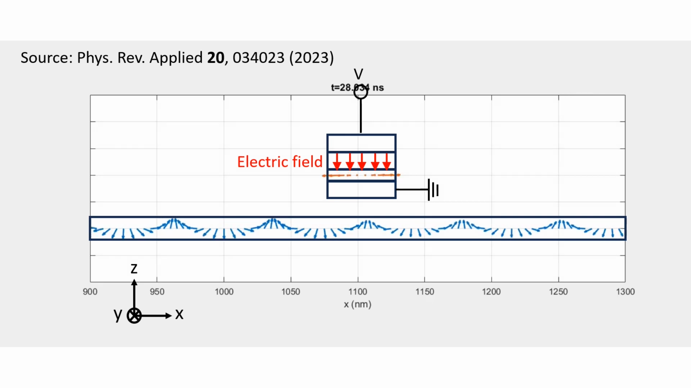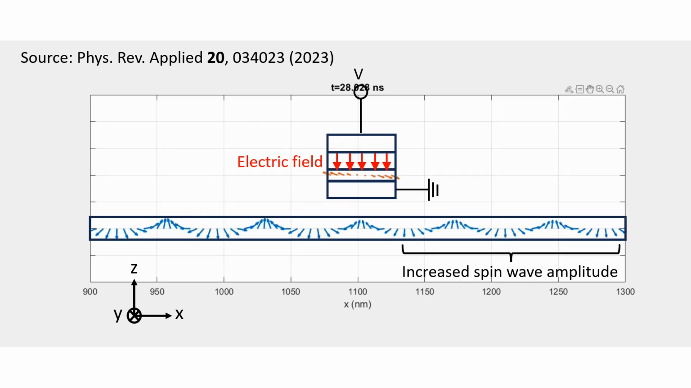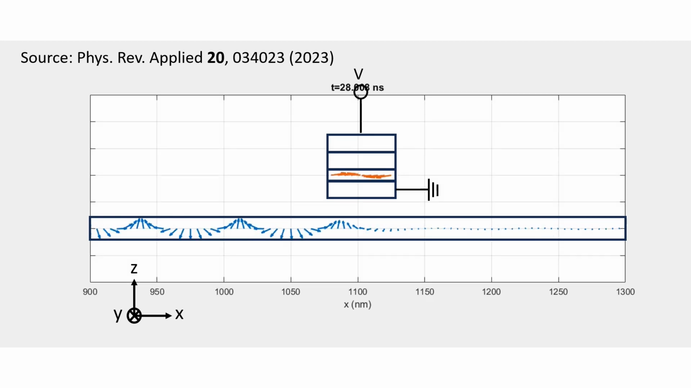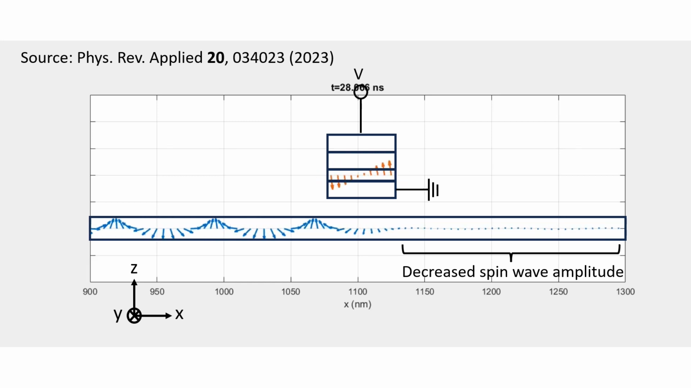The cobalt iron boron stripe cannot resonantly absorb spin wave energy in the yttrium iron garnet as efficiently as before, and therefore the amplitude of transmitted spin wave to the right side of the film increases. Now if we switch off the voltage, then the cobalt iron boron stripe will be back in resonance with the spin wave, and the spin wave amplitude on the right side of the film is attenuated.